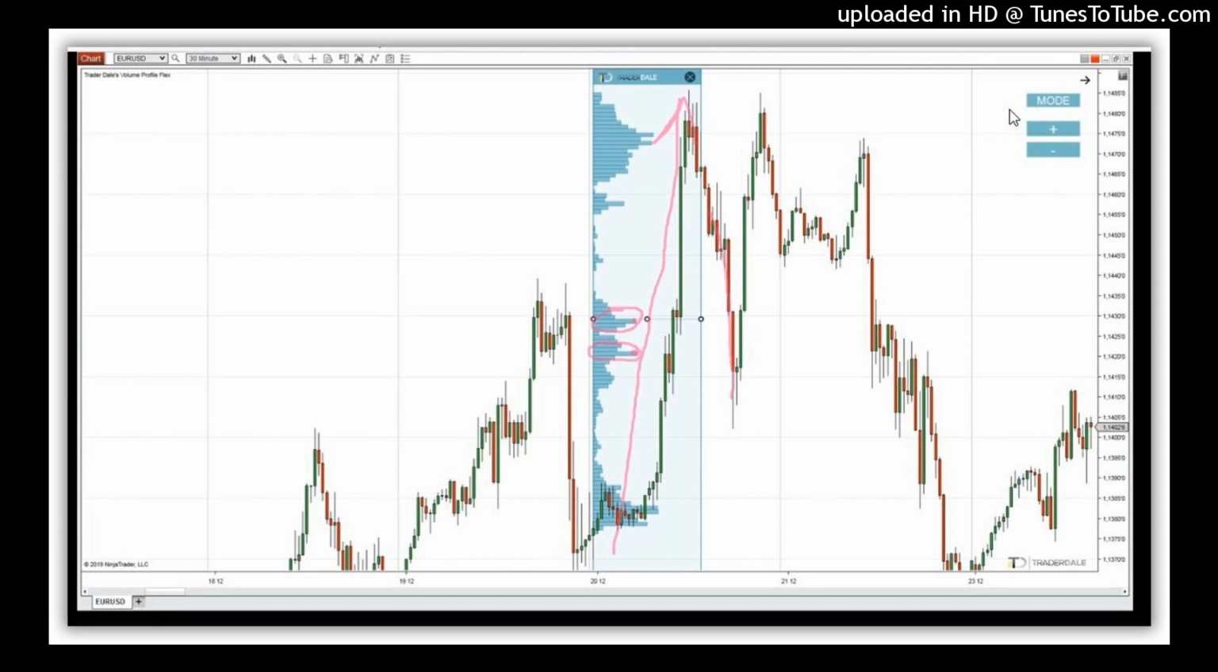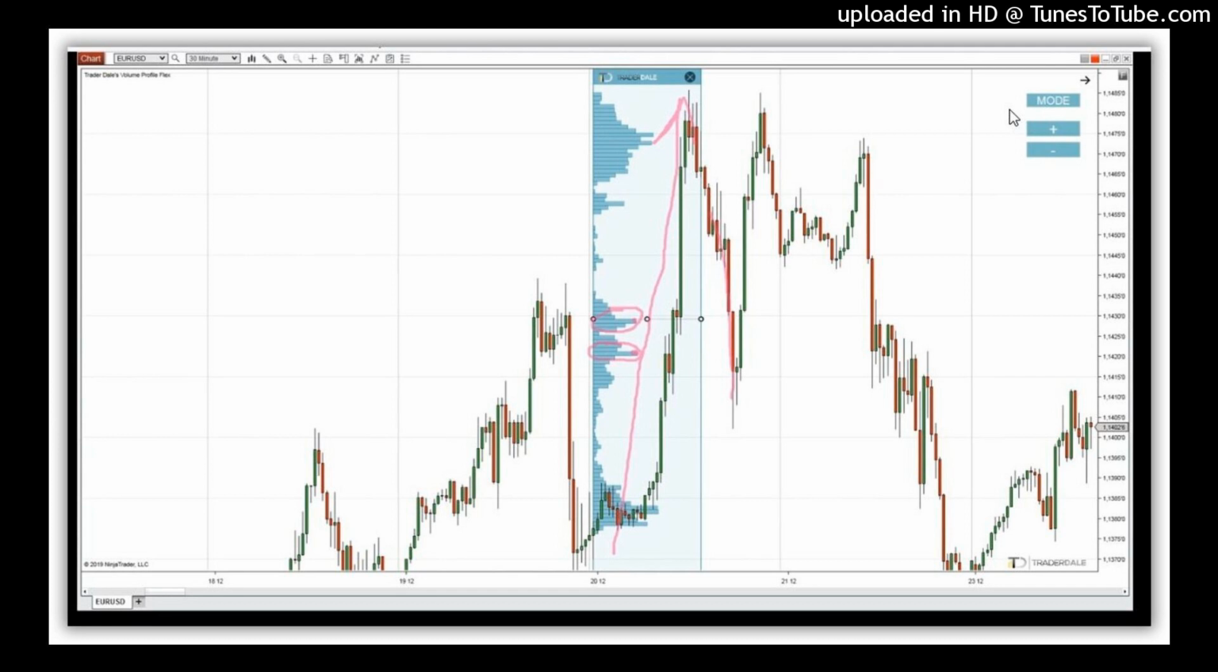Alright, so there was a reaction to the volume cluster. Unfortunately, the price shot past it with a spike move. It's at the break of the day, so it's possible that this was just sort of a gap. So probably most people wouldn't even be able to take this trade because it was during the night rollover.